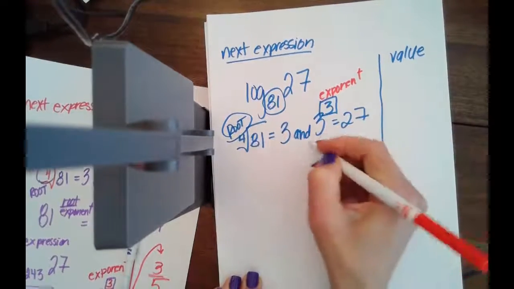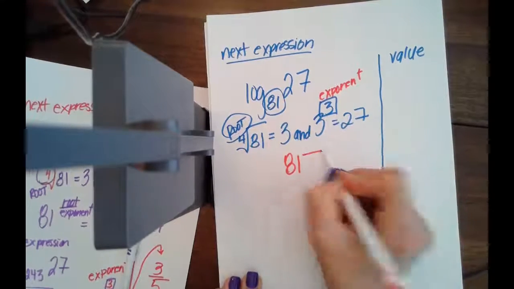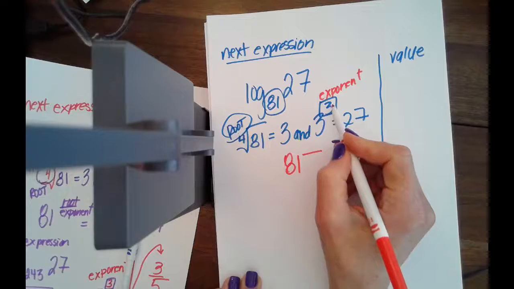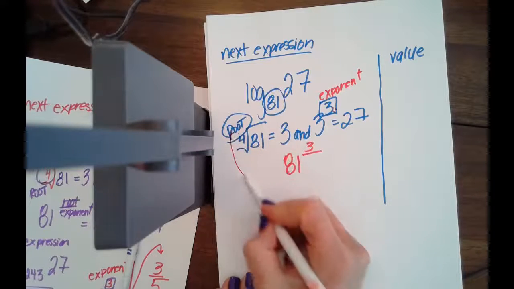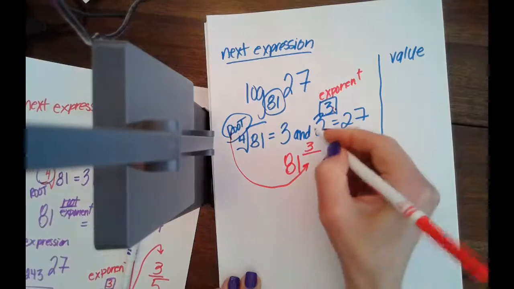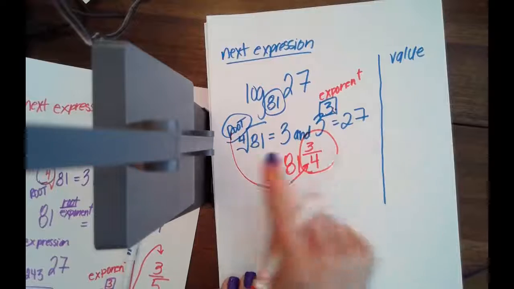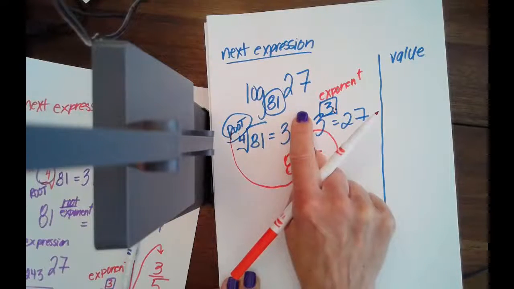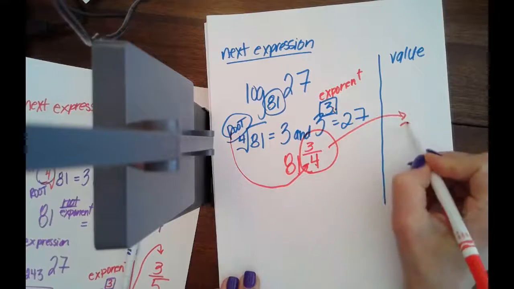So what you have is 81 as our base. We are raising it to a rational exponent. The top part is the exponent of 3, and the root is going to be the denominator. We learned this when we learned about rational exponents. So the value of this logarithmic expression is the exponent that we would raise 81 to, and so that would be 3 over 4.